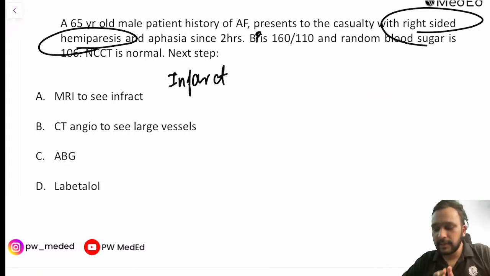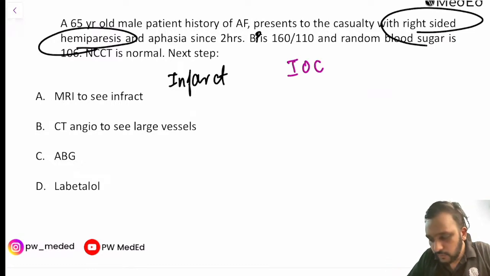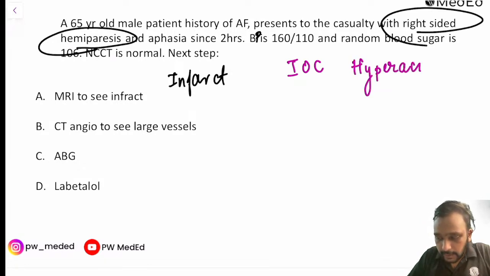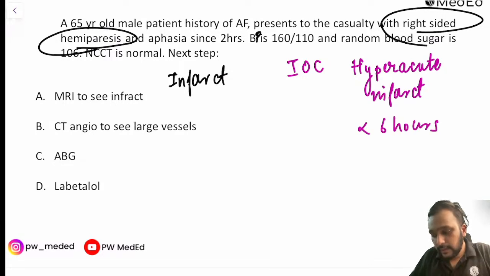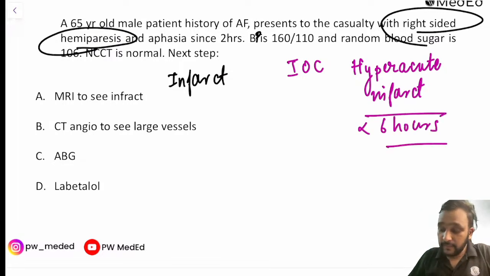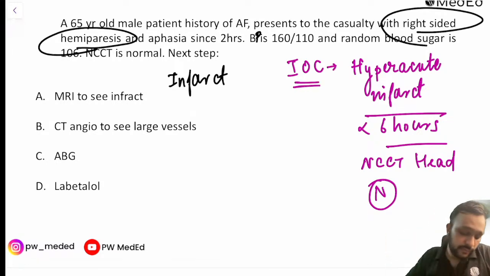So basically the examiner is just asking you, what is the investigation of choice in a patient with hyperacute infarct, right? In an infarct which is less than 6 hours old, in which NCCT head of the patient will be normal. So guys, what is the investigation of choice in a patient with hyperacute infarct?